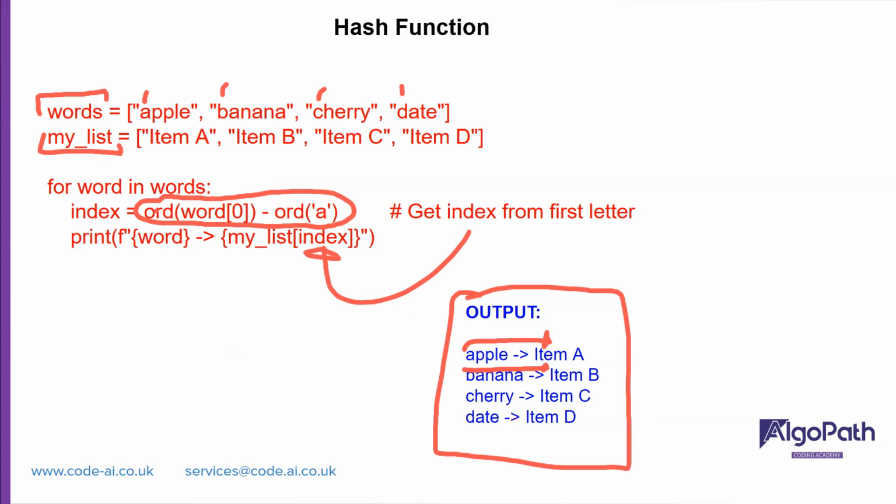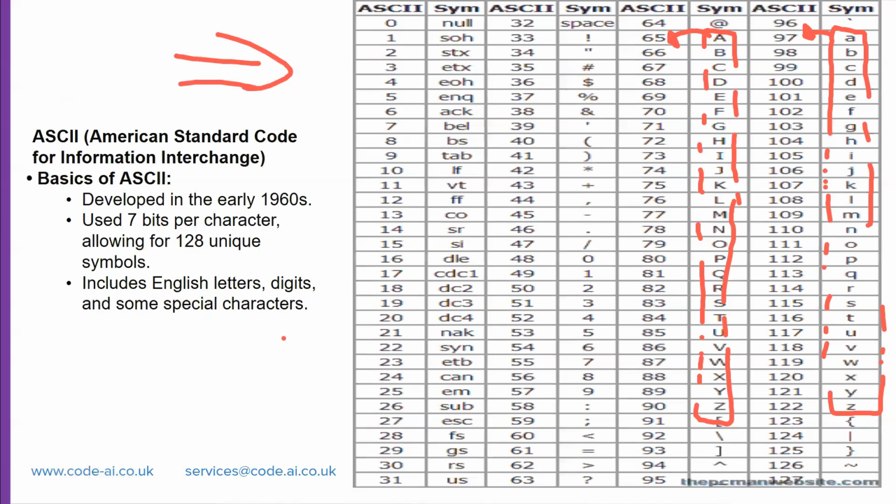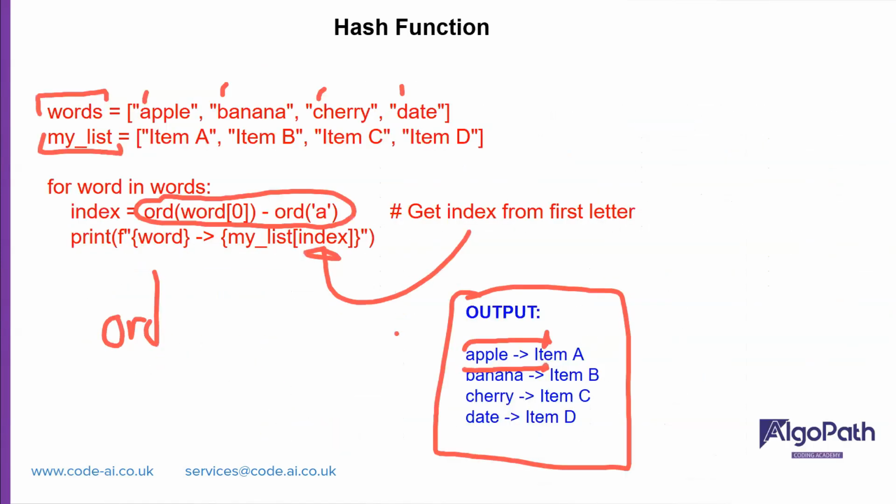And how it does that is using a function called ORD, O-R-D. And what that does, very simply, is it grabs the numerical ASCII value of the letter. So word 0 would be grabbing apple. And what it's going to do is grab that first letter. And if we go back to our table over here, it's going to give us 97 if it's a small letter, and 65 if it's a big letter.